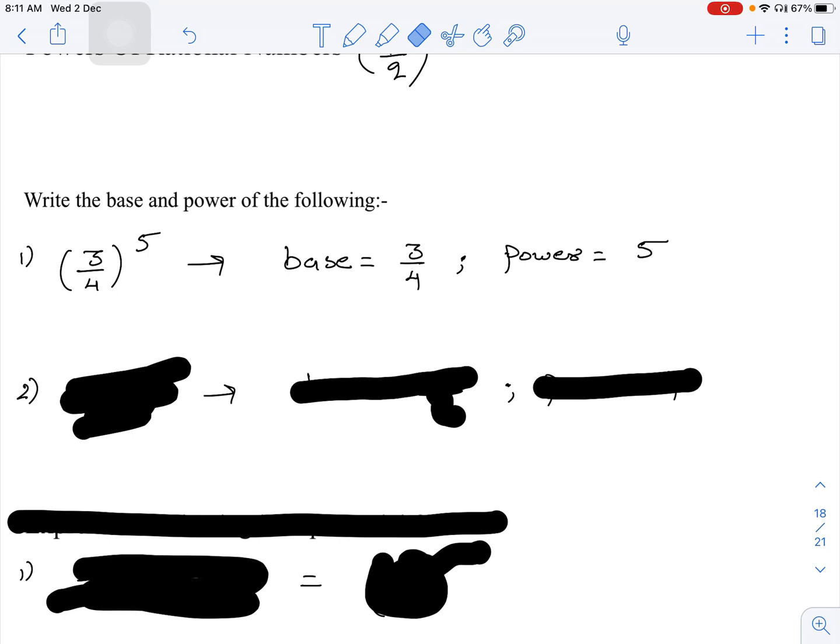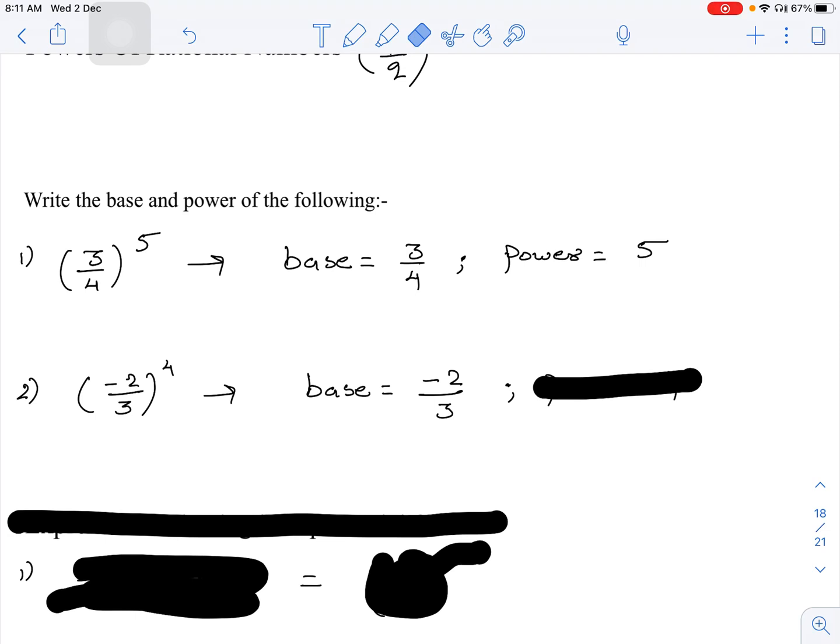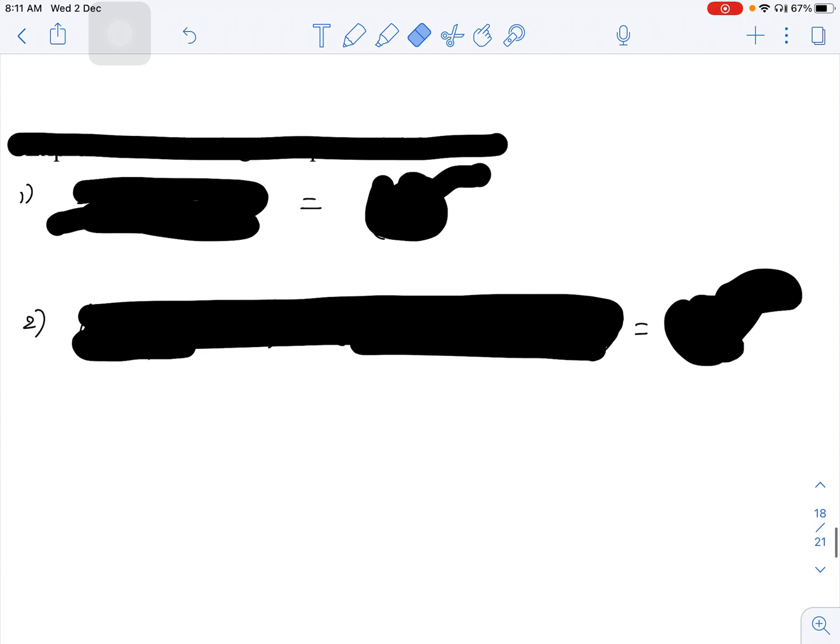Now the next example. What number do we have here? Minus 2 upon 3 raised to 4. In this, the base is minus 2 upon 3 and the power is 4. Let us consider the next example.